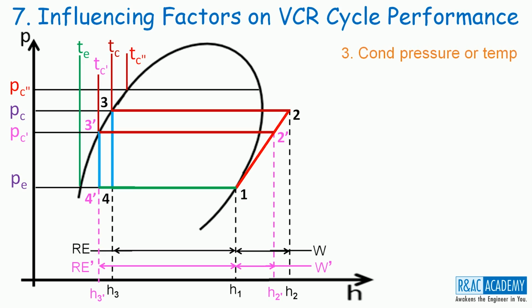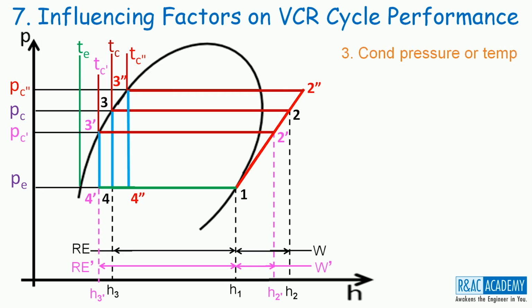With this, the condensing temperature automatically increases from TC to TC double dash, and as the condensing pressure is increased, the pressure ratio increases. Let us now plot the VCR cycle corresponding to these operating conditions.